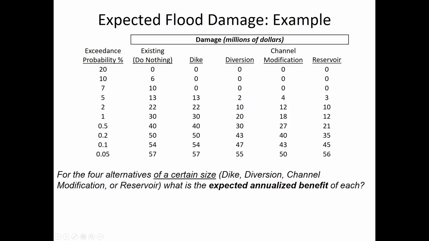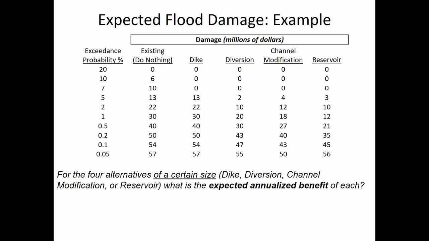Now, there are four different alternatives, but for each one of these, it's just a certain size. It's the next example where we'll be considering different sized alternatives. So a dike of a certain size is going to perform this way. We could have built a different dike with higher walls, and then maybe that wouldn't have had the $13 million worth of damage in the 5% storm. But this is just for a diversion of a certain size, a dike of a certain size, a reservoir of a certain size. And so what we're going to try to do is find out the expected annualized benefit.